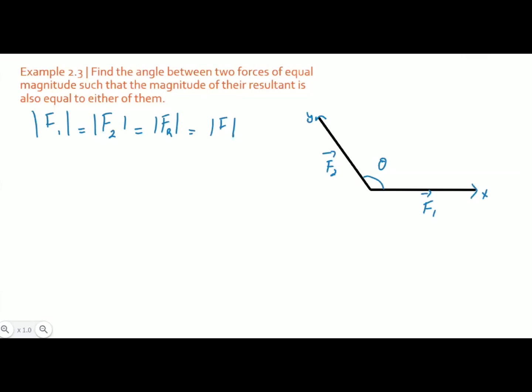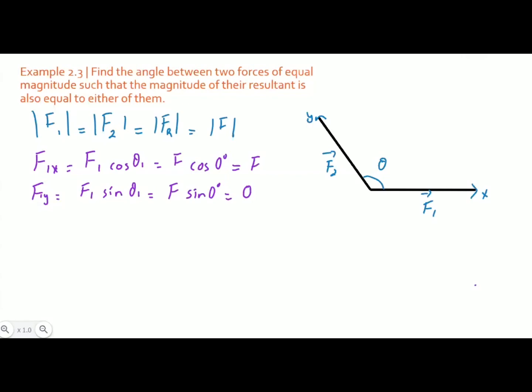So first of all, we will find out F1x, and it will be equal to F1 cos theta 1, while F1 could be replaced by F, and theta 1 is equal to 0 degrees, and the cos of 0 is 1. So F1x will be equal to F, while F1y will be equal to F1 sine theta 1, and F1 is F, while theta 1 is 0 and sine of 0 is 0. So F1x is equal to F, while F1y is equal to 0.